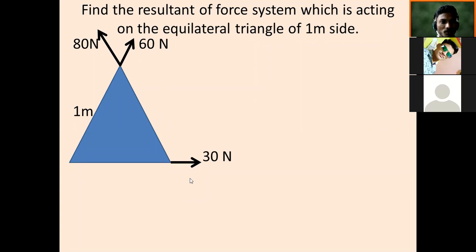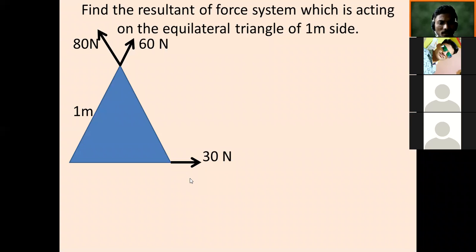Once the word equilateral triangle comes into the picture, you should know all its properties. What will be the included angle between two sides of an equilateral triangle? 60 degrees. All included angles will be 60 degrees, no issue. So three forces are there. What do we want to find? We want to find the resultant.